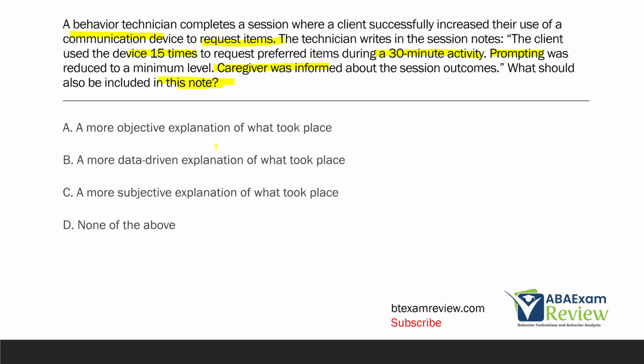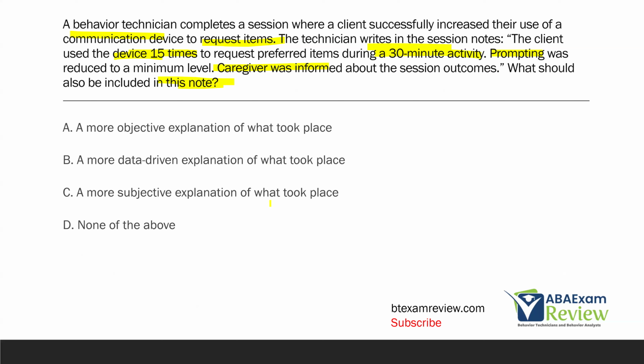A more objective explanation of what took place. Well, this was very objective. 15 times, 30-minute activity, prompting reduced, caregiver informed. That is about as objective and fact-based as it gets. It's hard to be more objective than that. What about B, a more data-driven explanation of what took place? Well, we're given data, right? We know how often the device was used, and we know how long the activity was. So that gives us a good sense of what occurred.